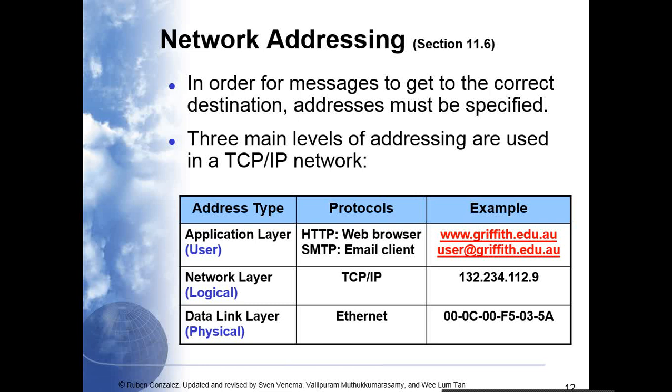That's easy for people. The machine doesn't really like those particular representations. It's not as convenient for it, but it can deal with it and translate them. The network layer, the one below that, TCP/IP, uses IP addresses, and that www.griffith.edu may translate to 132.234.112.9, for example. That's an IP address. It has four groups of numbers between 0 and 255 with a dot in between them. We'll talk about that in a lot more detail in a little while.